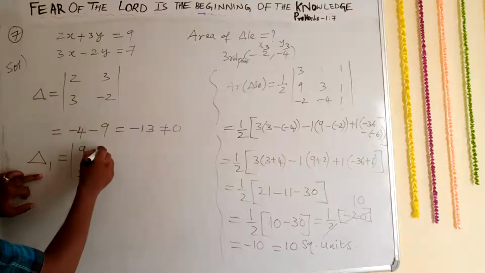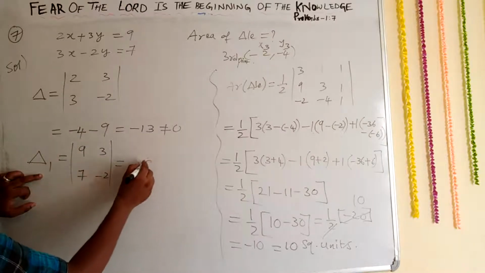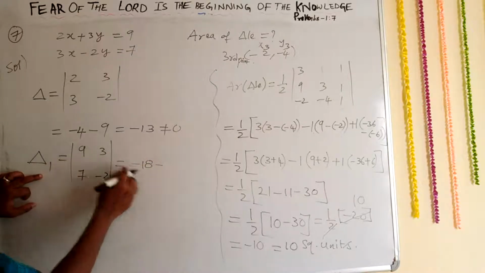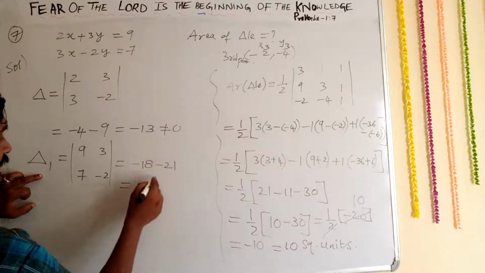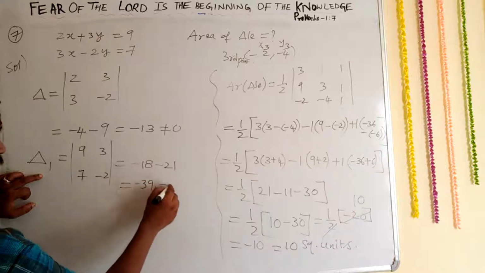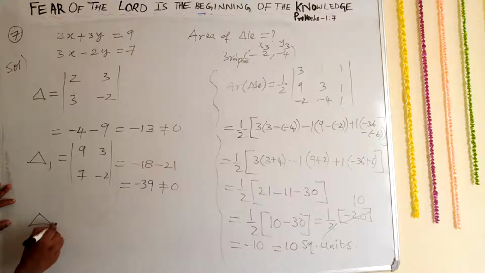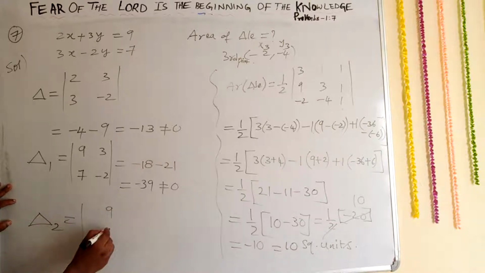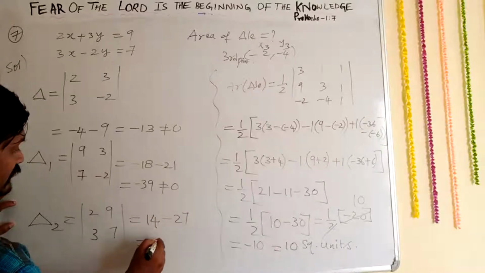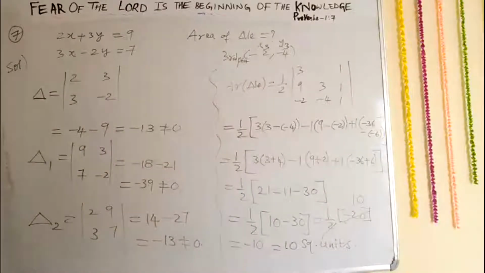And the second column as it is, 3, minus 2. When you solve it, 9 into minus 2, that is minus 18. Now minus symbol, 7 3s are 21. So when you add this, what do you get? Minus 39, which is again not equal to 0. So next we will go to delta 2, and in this place 9 and 7 we need to write in the second column: 2, 9, 3, 7. You get minus 13, which is not equal to 0.